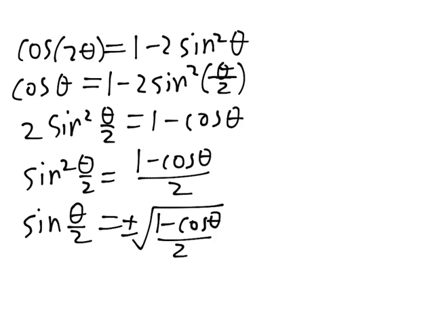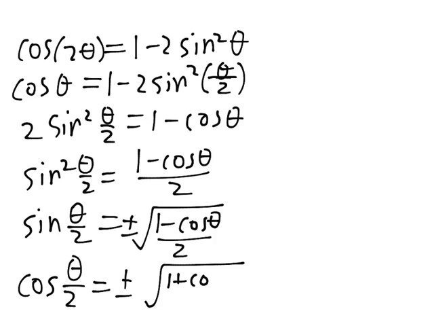If we do the same thing for cosine, then we would arrive at cosine of theta over 2 equals plus or minus square root of 1 plus cosine theta over 2. So these are the half angle formulas. Now that we've added these identities to our collection, we can verify more identities more easily, and we can also use them to explicitly calculate either sine or cosine of other angles that we weren't able to do before.